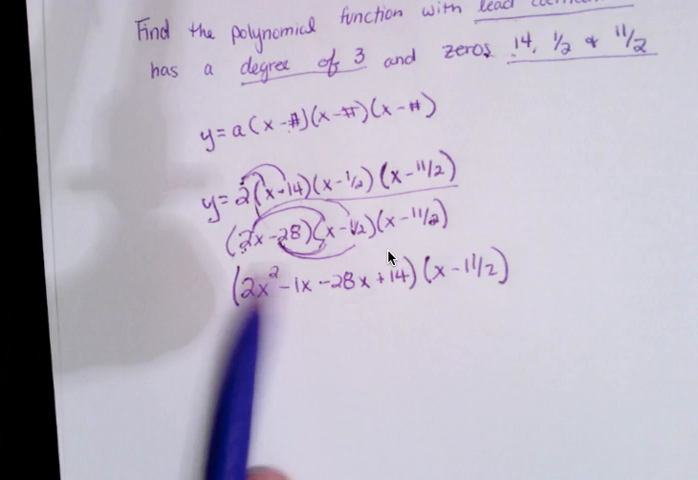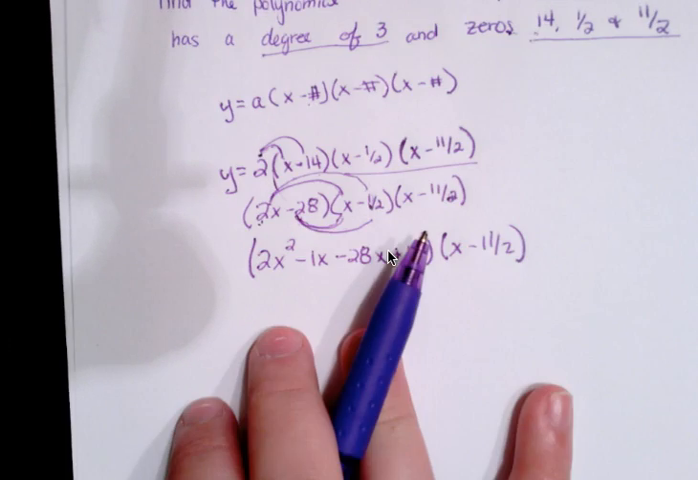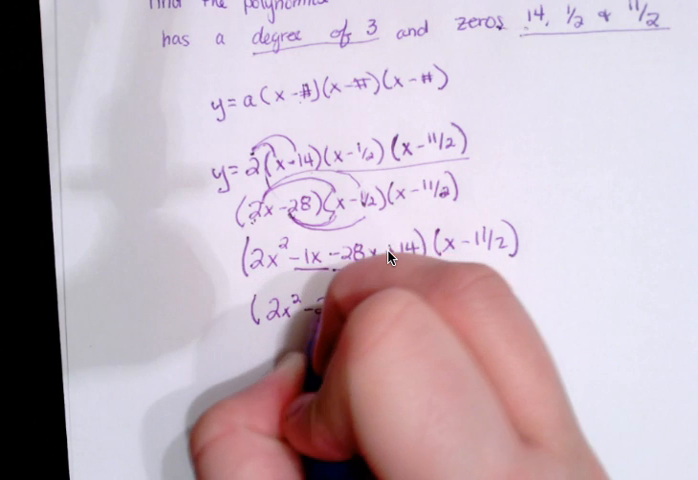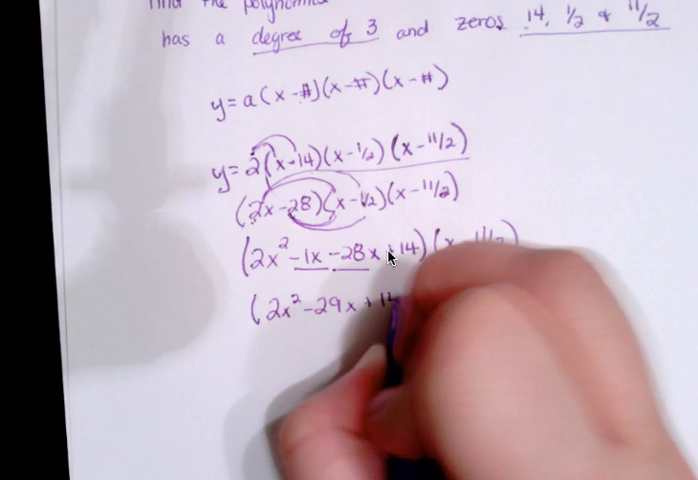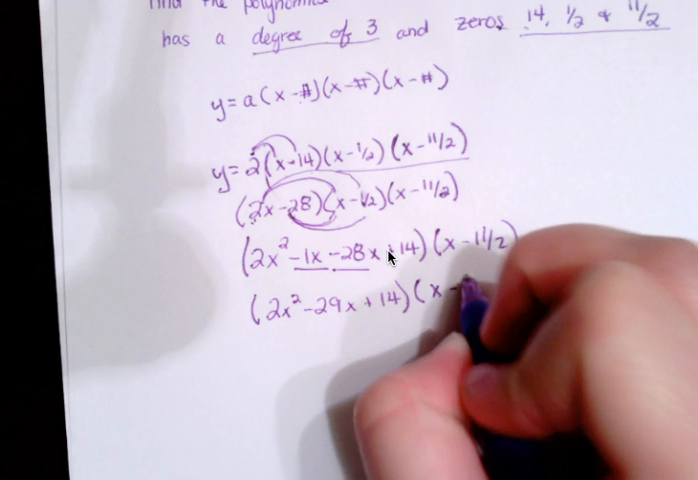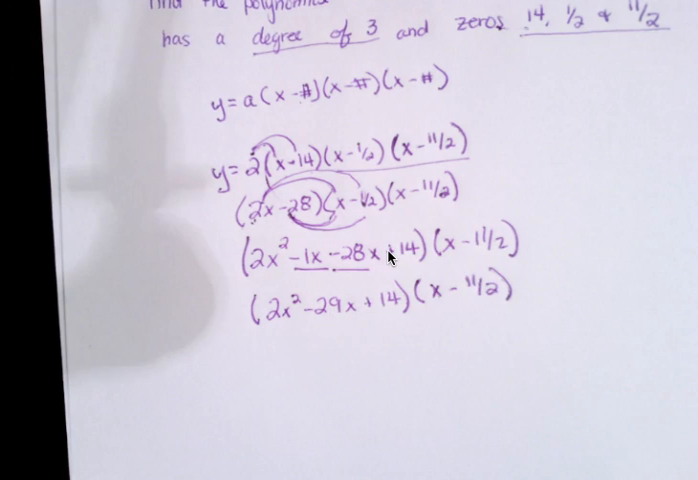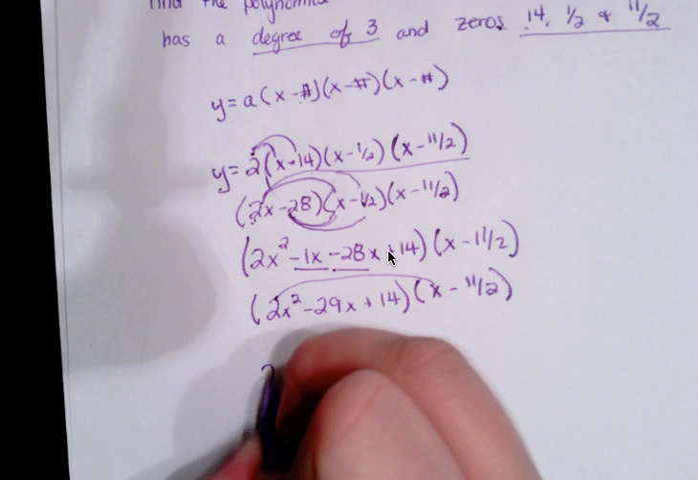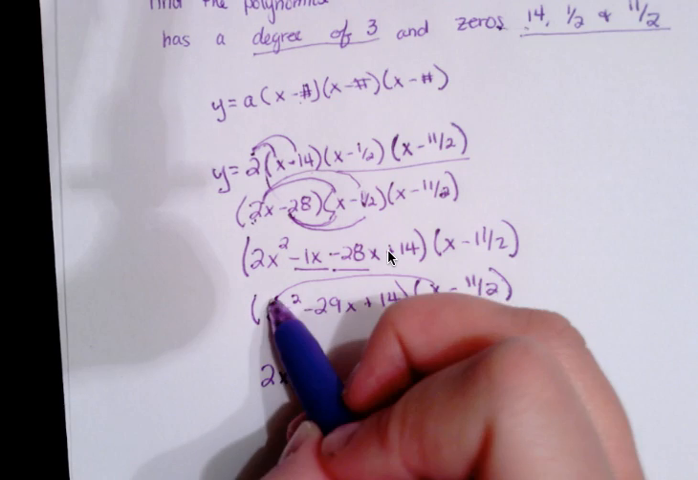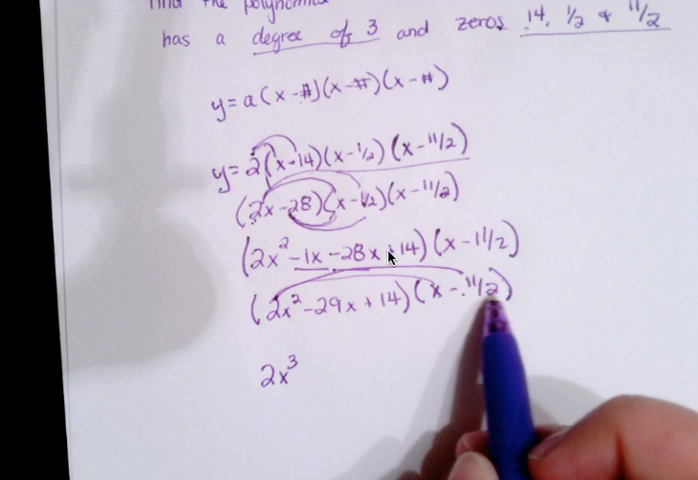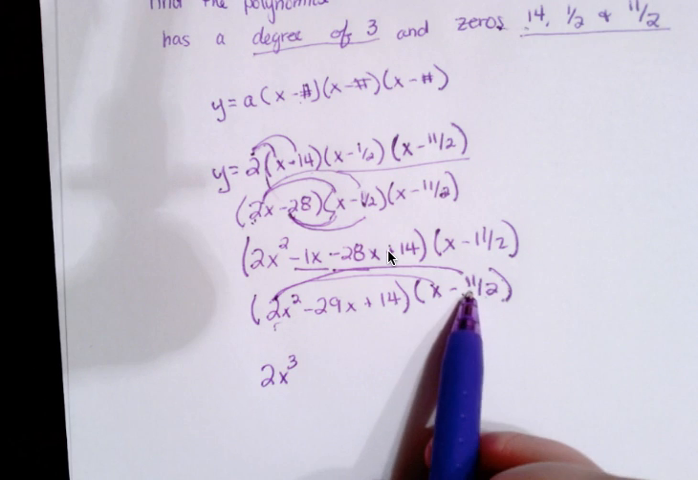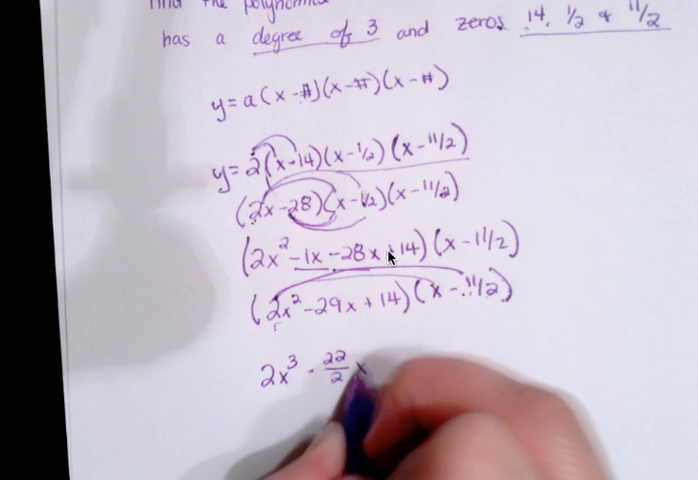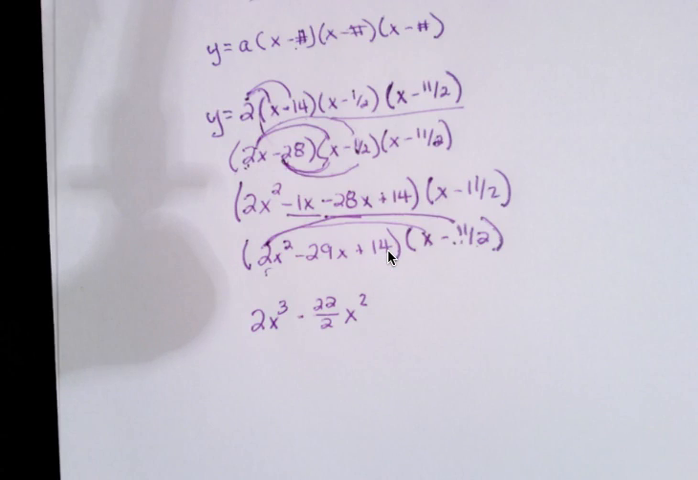Now I'm going to simplify this because we have some like terms we can combine. So then I'm going to combine my two middle terms. So I get 2x squared minus 29x plus 14. Then I'm going to times that by negative 11 over 2. So now again, I'm just going to FOIL these. So I get 2x squared times x is 2x cubed. 2x squared times negative 11 over 2, well, 2 times negative 11 is negative 22 over 2x squared. I'm just going to leave that for the time being.